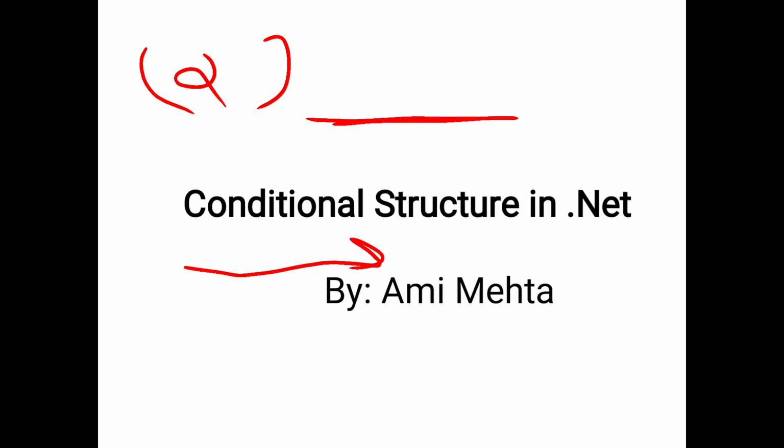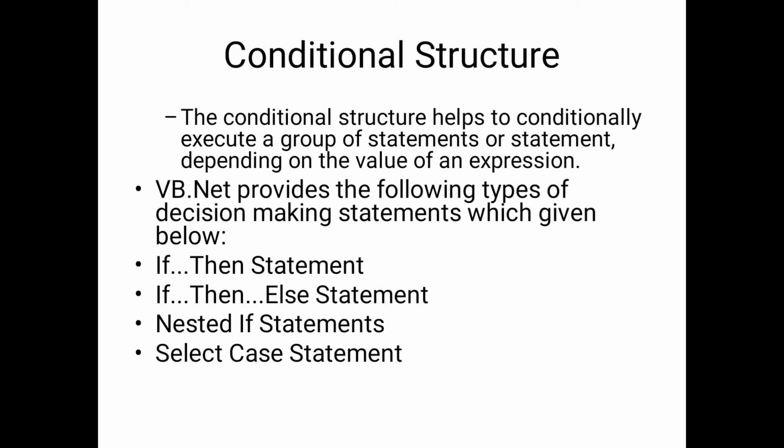The conditional structure helps to conditionally execute a statement or a group of statements depending on the value of an expression. So VB.NET provides the following types of decision making statements, given below.